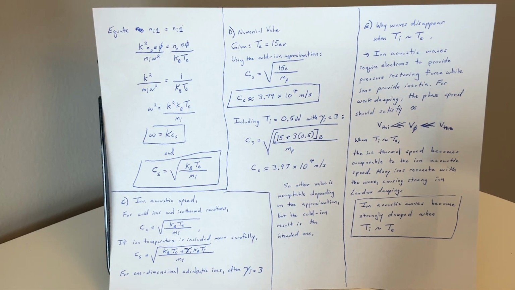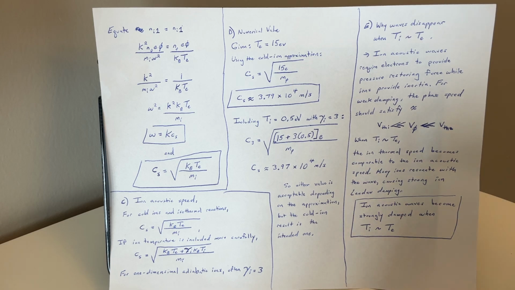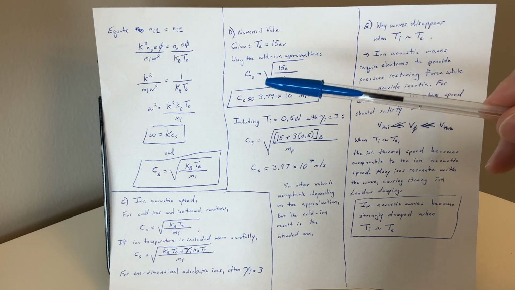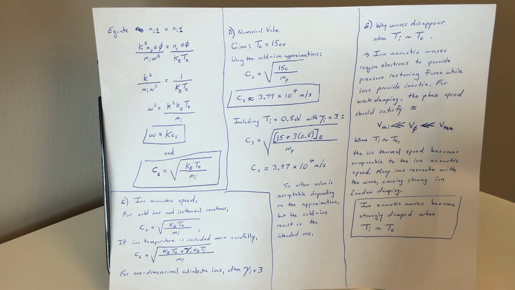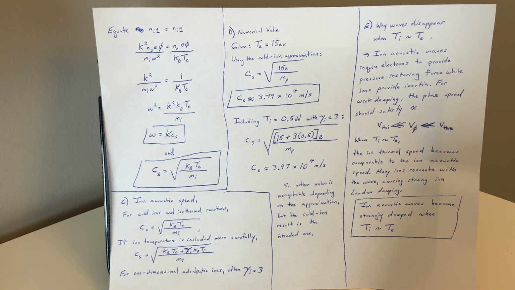Part D. What it's saying is, for a plasma with T_e equals 15 eV and T_i equals 0.5 eV, calculate the ion acoustic speed. So here's what we were given: T_e is 15 eV and T_i is 0.5 eV. Using the cold ion approximation, c_s would be the square root of 15e over m_p. So c_s is approximately 3.79 times 10 to the 4th meters per second.